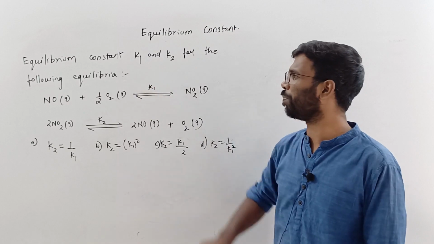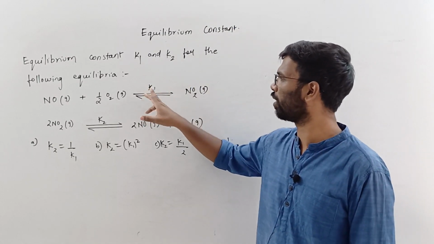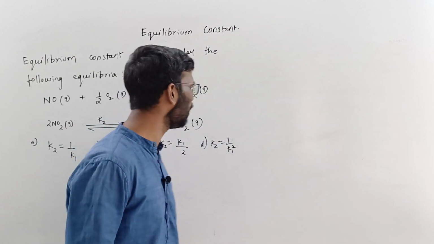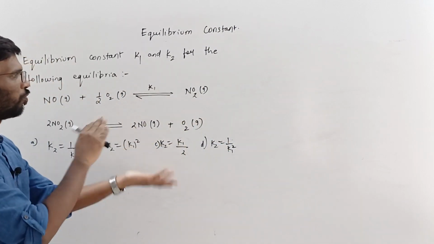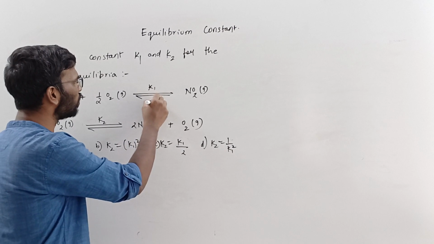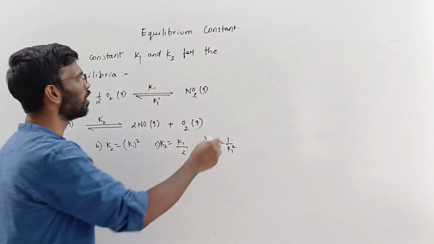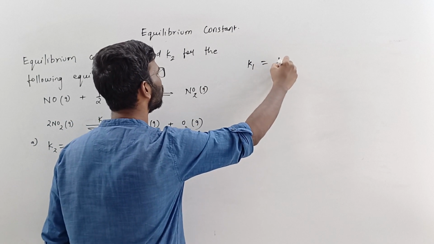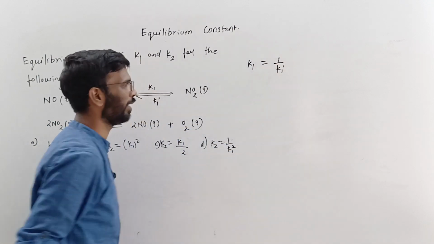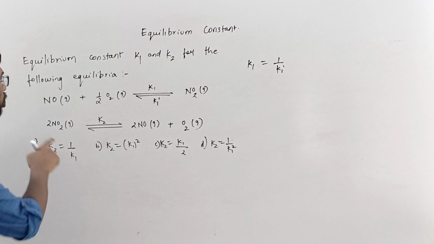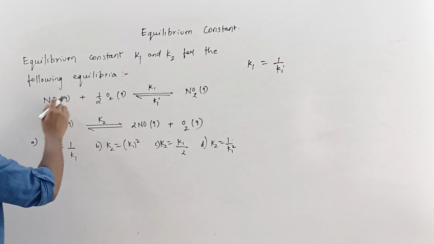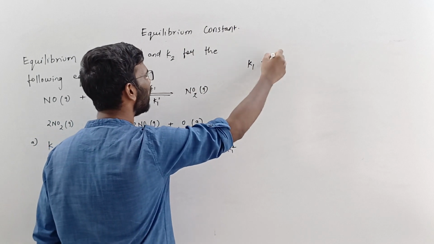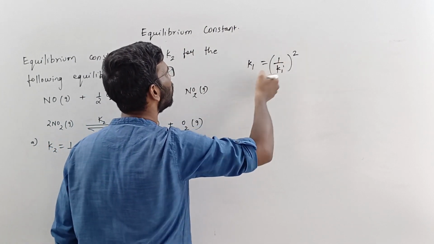See, I'll tell you a simple trick. You can use this trick or you can solve this directly. When you reverse this reaction, I will call this K1 dash. So when you reverse this reaction, K1 will become K1 dash. Now if you multiply this with, let's say, 2, then what would it be? It will become whole square.